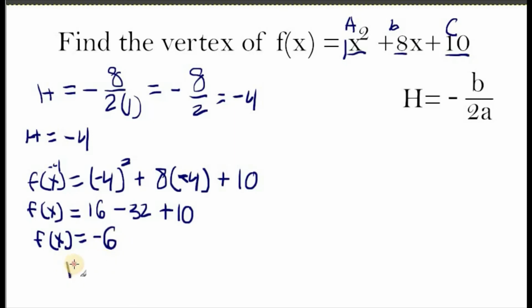So we know that k is equal to negative 6. So our vertex would be the h coordinate, which is negative 4, and negative 6. This is our vertex.